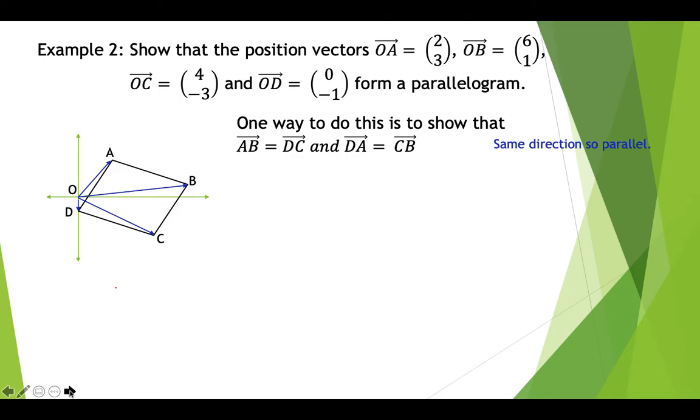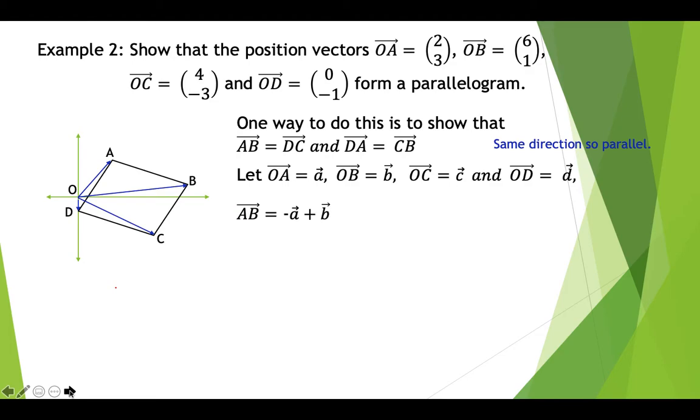So if they are the same direction, they will be parallel. When we're starting off with proofs, it's a good idea, rather than having to write OA, OB, OC, OD, to make our life easier and just say A, B, C, D. Remember what we talked about, making sure you're using that notation of either the arrow above or underlining to show that we are looking at vectors, not variables.